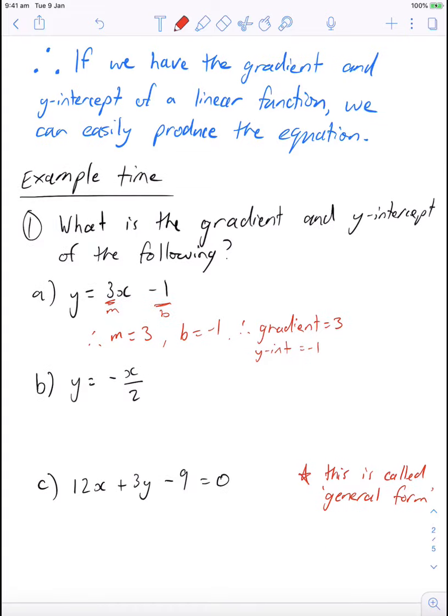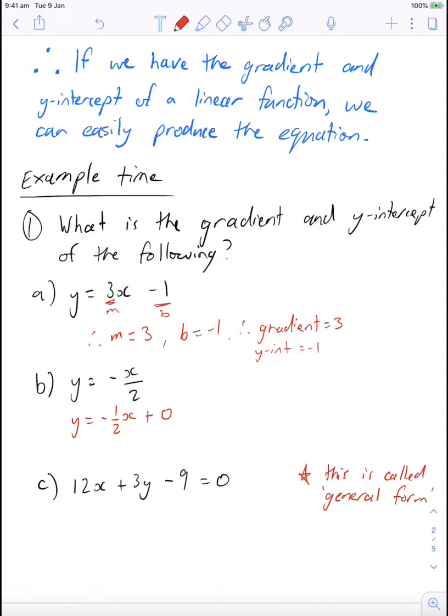Next one. This time, you might be a bit confused about what's going on here, but another way we could write y equals minus x on 2, it's exactly the same as minus a half x. If you think about that, we can always write x as a fraction as x over 1, and so if I multiplied both those, it would end up the same. But you can also see that my y-intercept in this circumstance is actually 0.